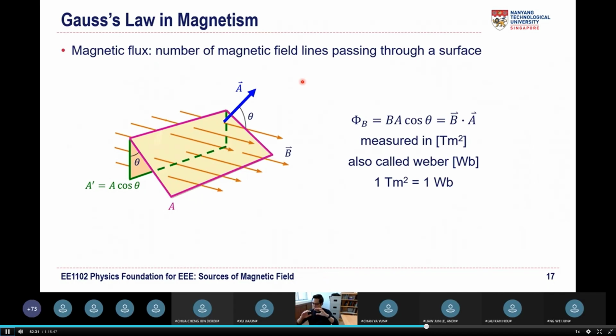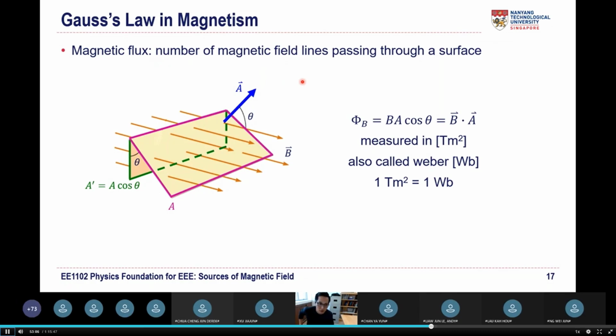It was, if you have a Gaussian surface, what's a Gaussian surface? It's a closed surface, right? It's a closed surface which contains some volume inside, right? So if you have a Gaussian surface, the total net flux through the Gaussian surface is going to be proportional to the net charge enclosed in that volume enclosed by the Gaussian surface. That was Gauss's law in electricity, or we just call it Gauss's law.